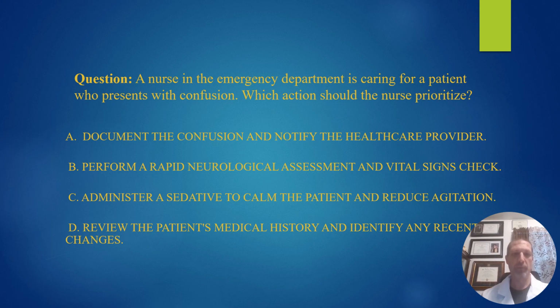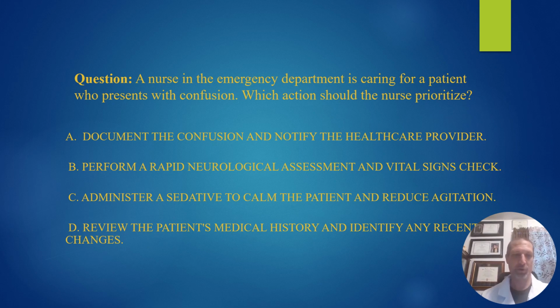All right, so a nurse in the emergency department. Again, we're breaking down our NCLEX questions. The first thing we see here is we have a nurse, and what setting? The emergency department. They are caring for a patient who presents with confusion. As soon as you see the word confusion, you need to start thinking we're going into a priority type question. And this means we are now going to be on a priority of D, disabilities. Which action should the nurse prioritize?